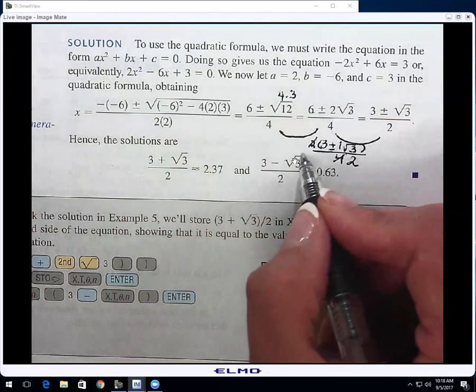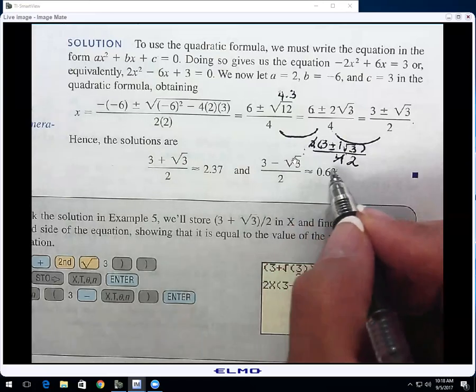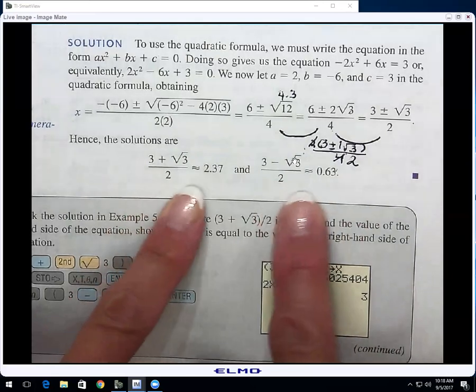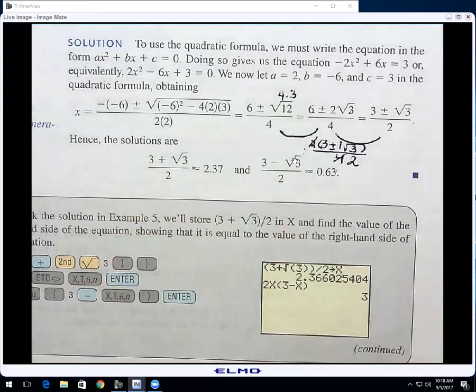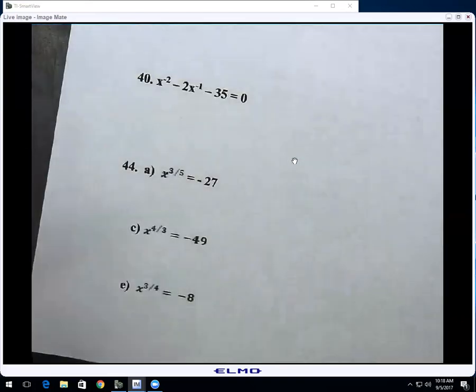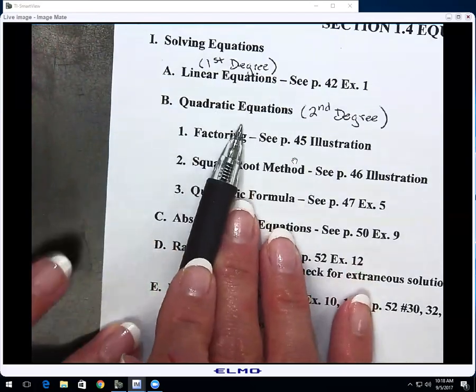So I factored out a 2 and then divided that factor into the 4. Canceled my common factors. There's my 2 exact answers. There's my 2 decimal approximations. All right. We've been doing that for a long, long time. So I can solve linear equations. I can solve quadratic equations.